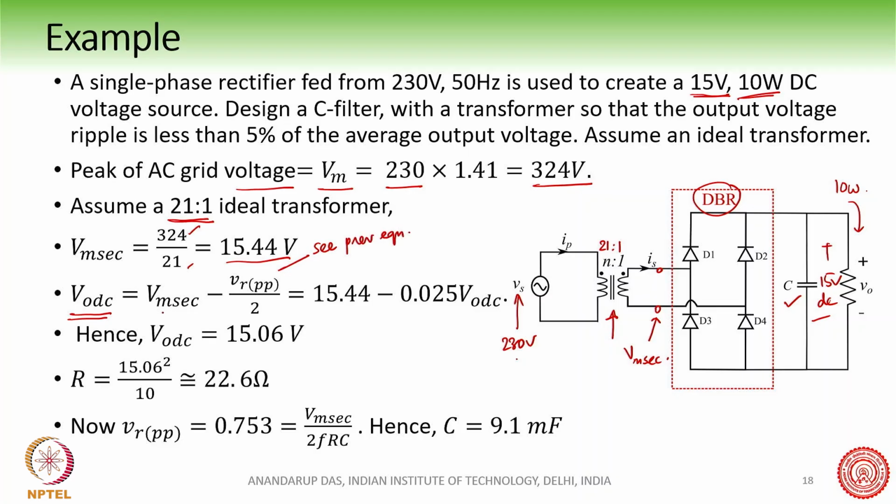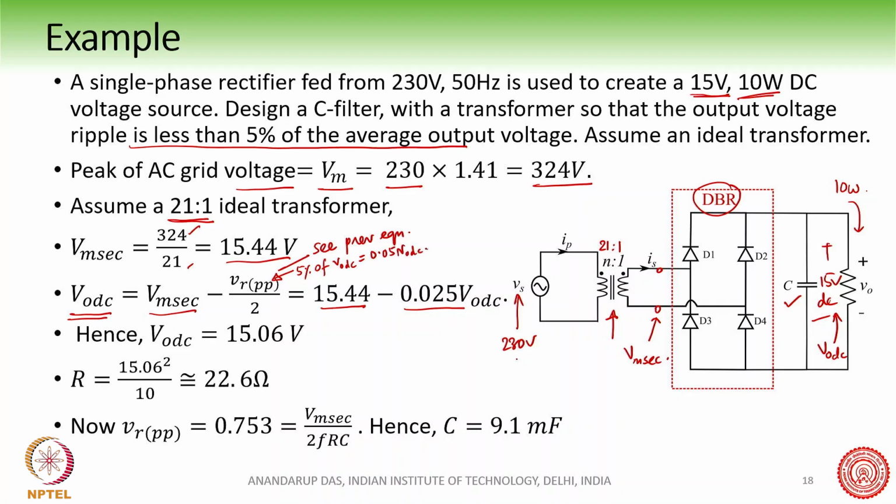Vm secondary minus Vr peak to peak divided by 2, that was the DC output. So this is where the V0 DC comes in, right? So then this is 15.44 minus 0.025 V0 DC. Why is it 0.05? We have said that the output ripple is less than 5% of the average output voltage, right? So this Vr peak to peak is 5% of VDC, so this is 0.05 V0 DC.